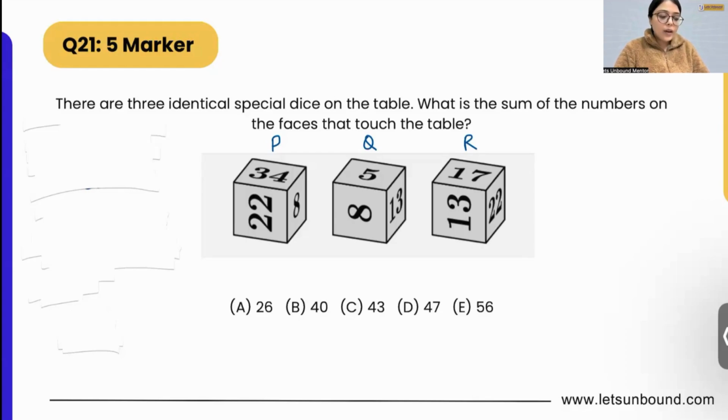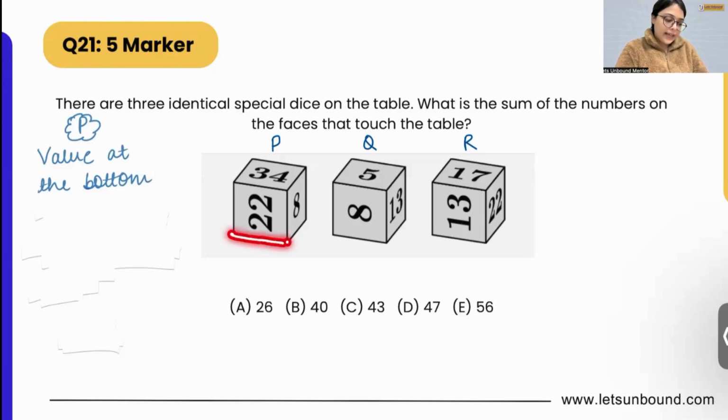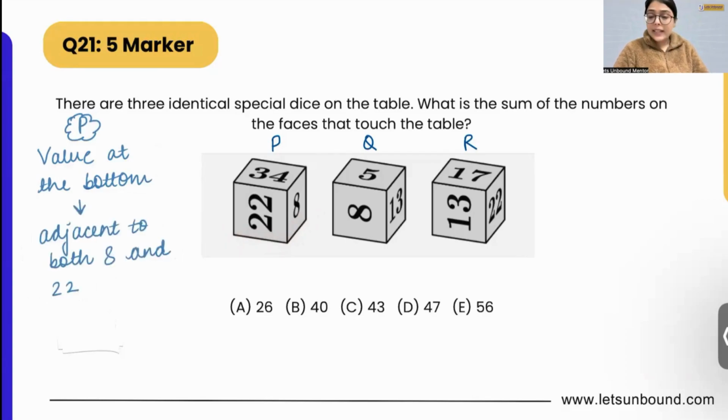So let's just start with dice P. As you can see, we need to find the value at the bottom. So what do you think? The value at the bottom should definitely be adjacent to 22 and 8 because that's all that is visible to us, right? So that means it should be adjacent to both 8 and 22, right?